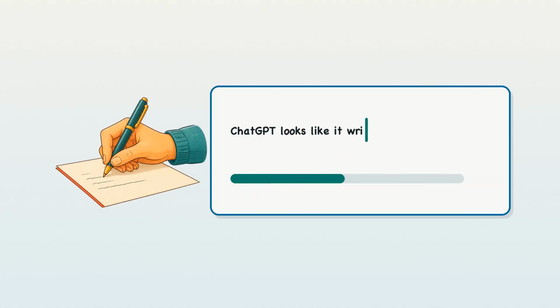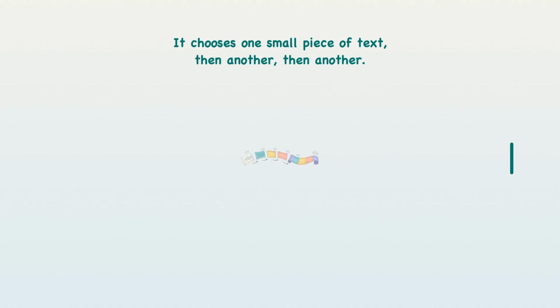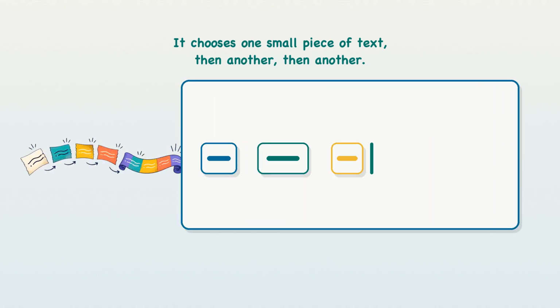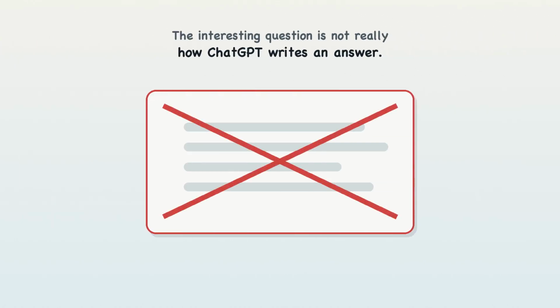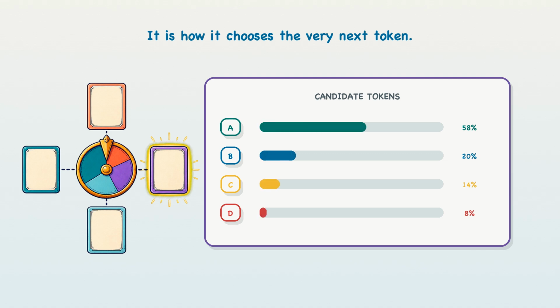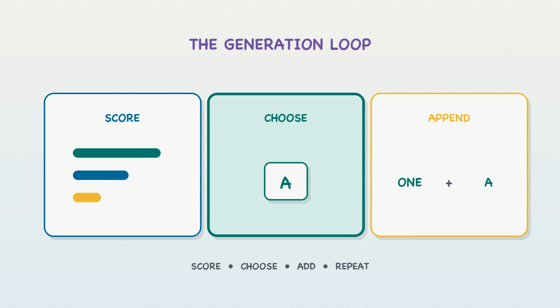ChatGPT looks like it writes an answer the way we do. It does not. When it begins responding, it does not have the entire paragraph prepared somewhere inside the model. It chooses one small piece of text, then another, then another. So the interesting question is not really how ChatGPT writes an answer. It is how it chooses the very next token. And once you understand that, the whole generation process starts making much more sense.